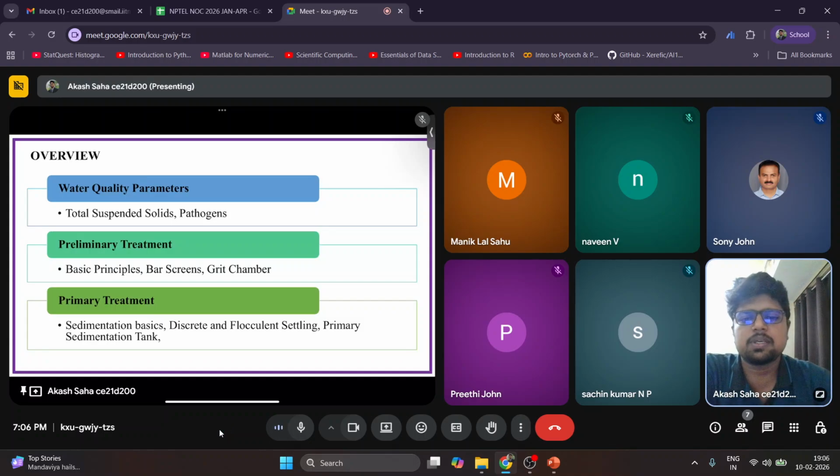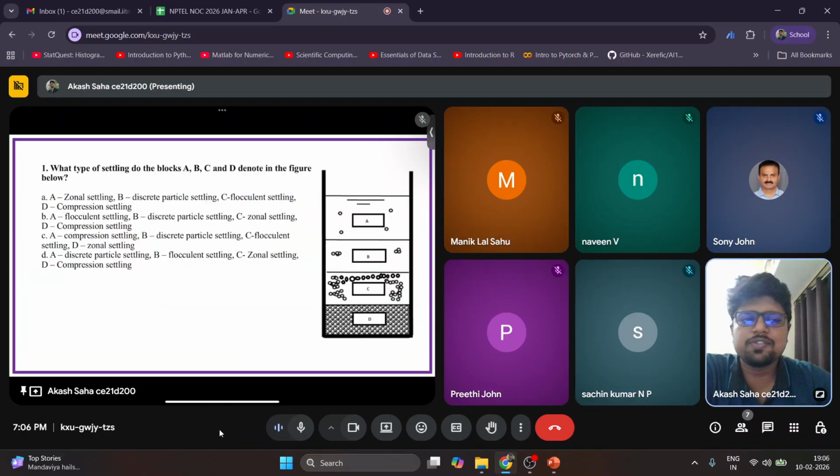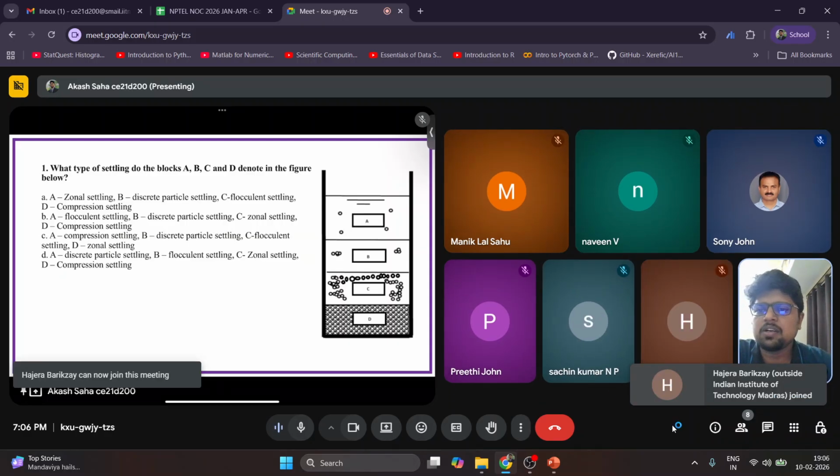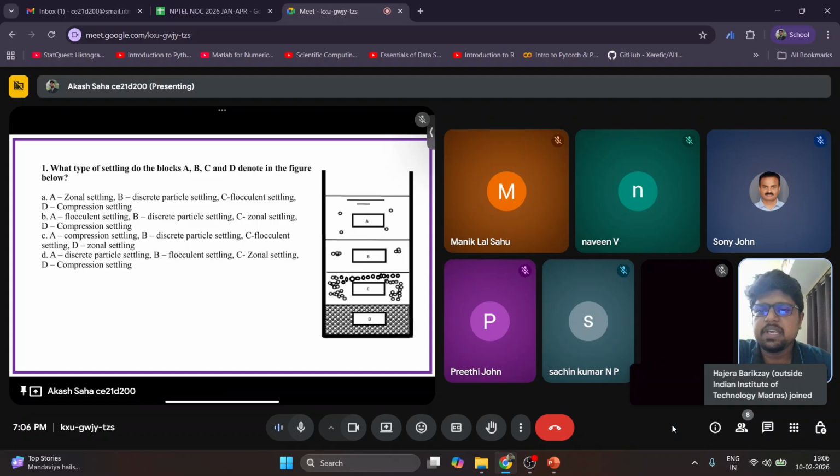Today I have some objective type problems, both theoretical and numerical, regarding these concepts. If time permits, we will solve some subjective type problems at the end. Let us start with the objective type problems. The first problem asks: what type of settling do the blocks A, B, C and D denote in the figure below?